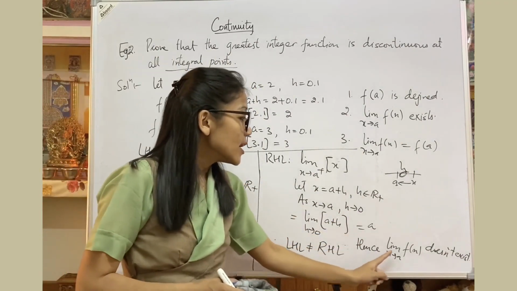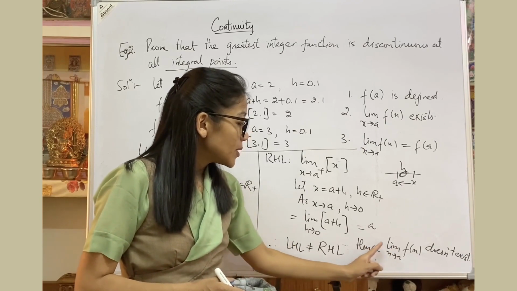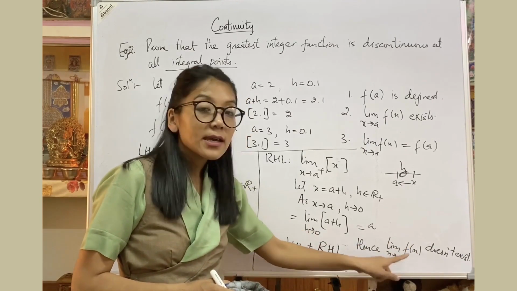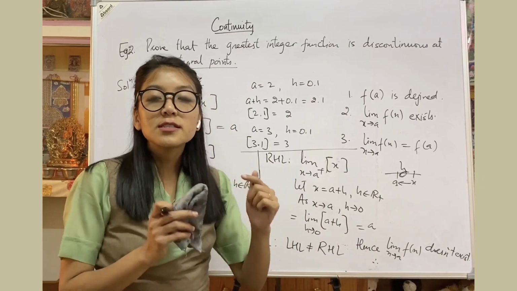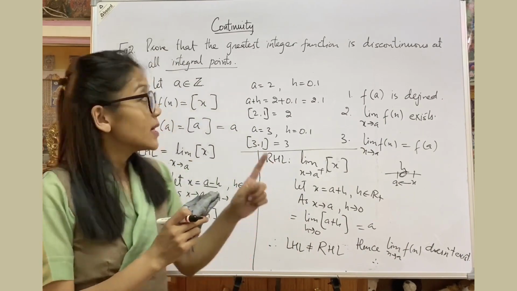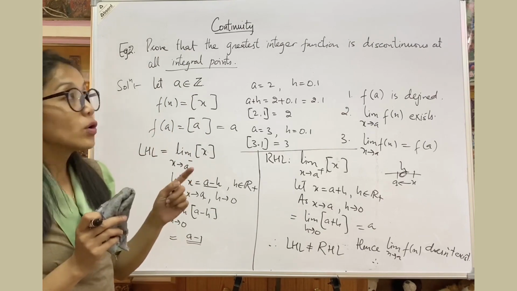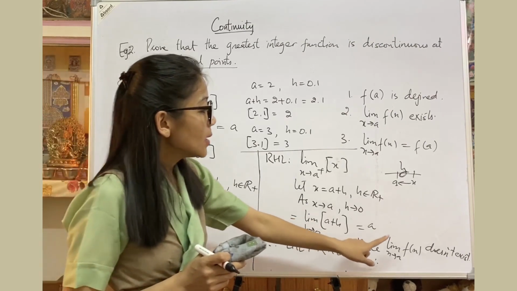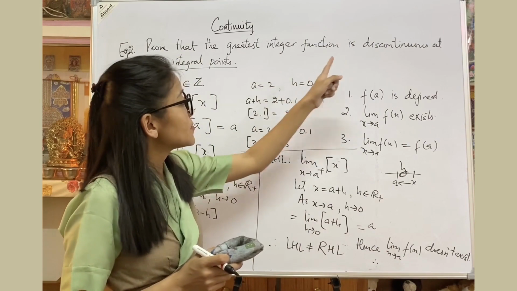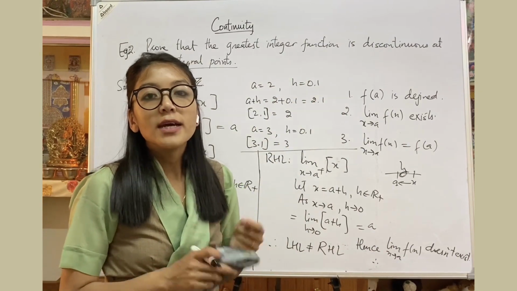What is a? You are getting that the limit of the function does not exist at a, which means the function is discontinuous at a. What is a? a is all integers. So therefore you will conclude like this: the greatest integer function is discontinuous at all integral points.